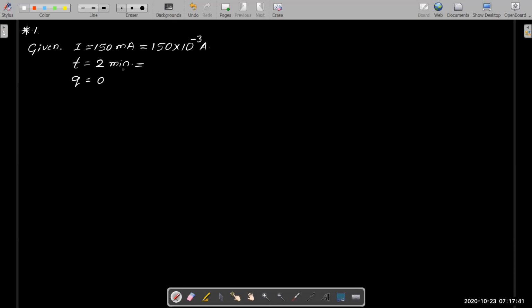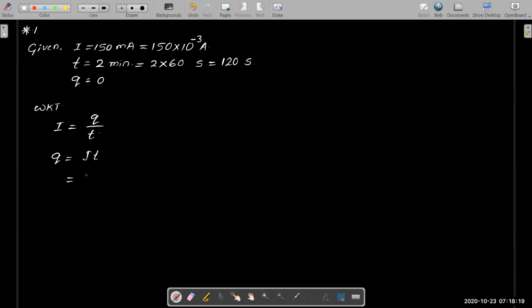Then time is in terms of minutes. You have to convert it to seconds by multiplying it with 60. Then it will be 120 seconds. After making these conversions only, you can use the formula related with the current and find the amount of charge. We know one basic formula related to current, that is I is equal to Q divided by T. Now I want the value of Q, therefore Q is equal to I into T.